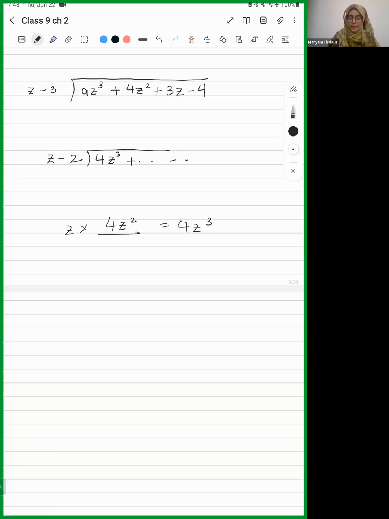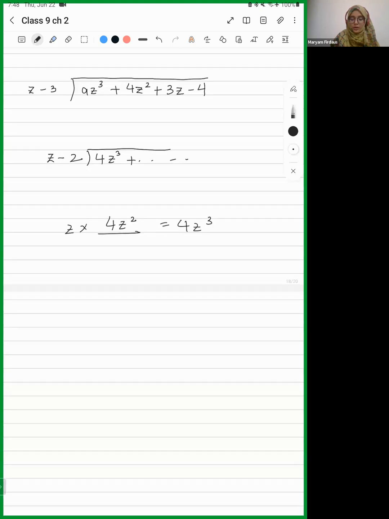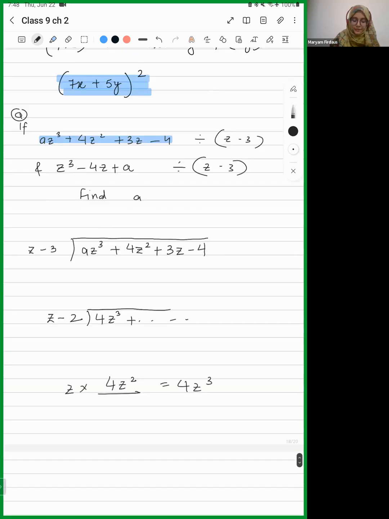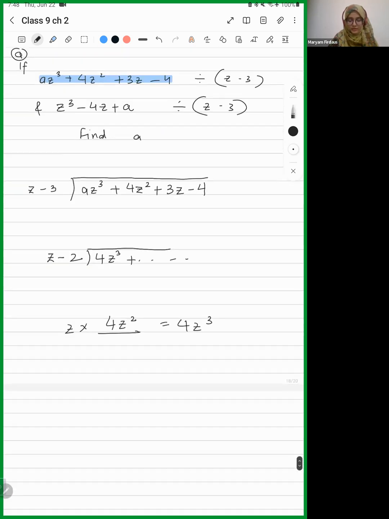Okay, good. Fine. So anyway, we are going to get back to the question. Let me just tell you what the question was. The question is, if this polynomial and this other polynomial, when they are both divided by z minus 3, leave the same remainder, you have to find the value of a. A is over here. Let me show you. This is a and this is a.